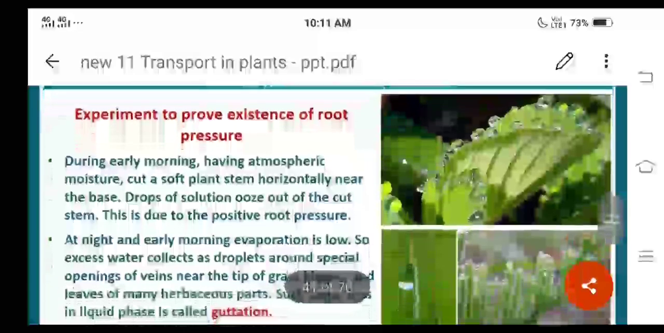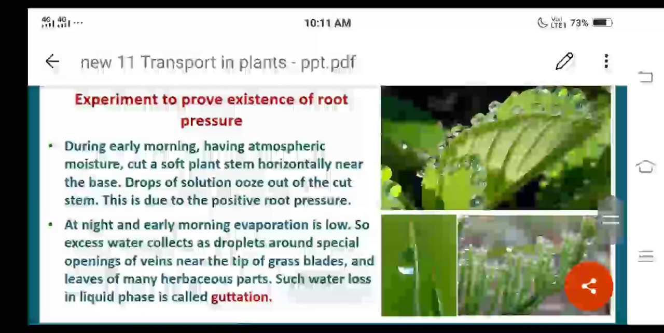And here, during early morning having atmospheric moisture, what we can do here, we are going to cut a soft plant stem horizontally near the base, right? Okay, we are going to take a small plant, not a big one, right? During early morning having atmospheric pressure, we are going to cut a soft plant stem horizontally near the base.